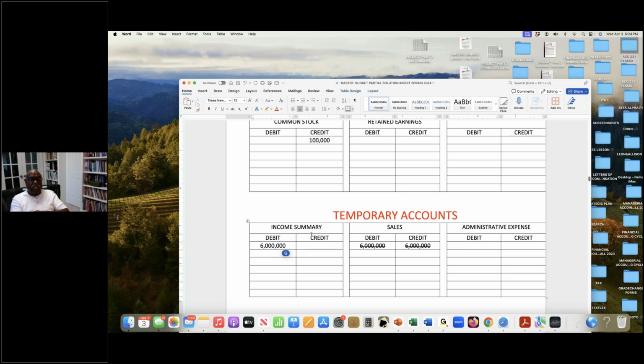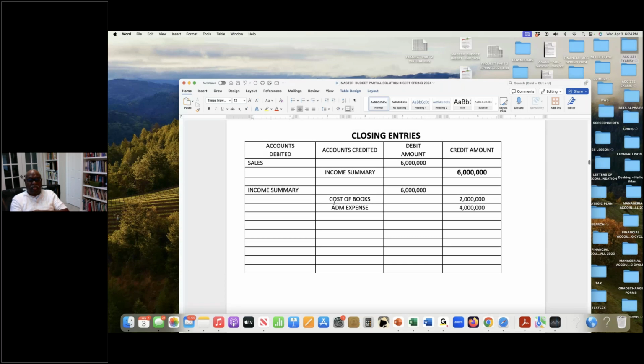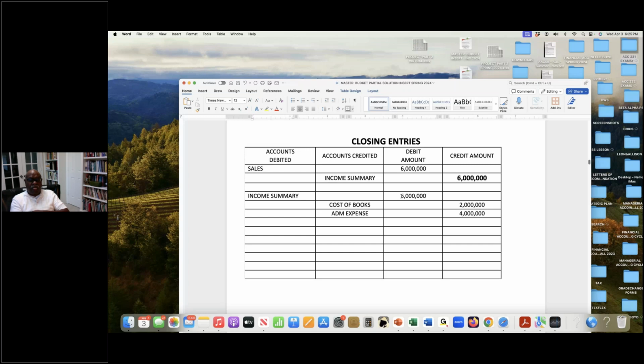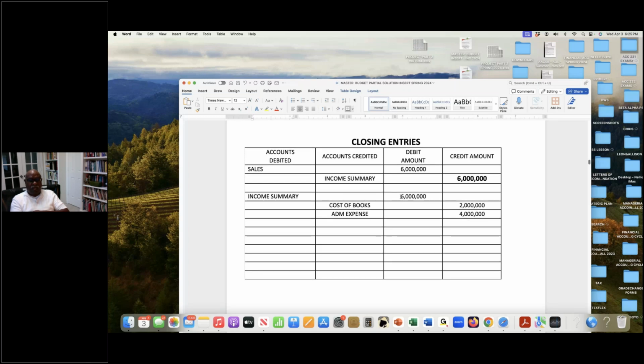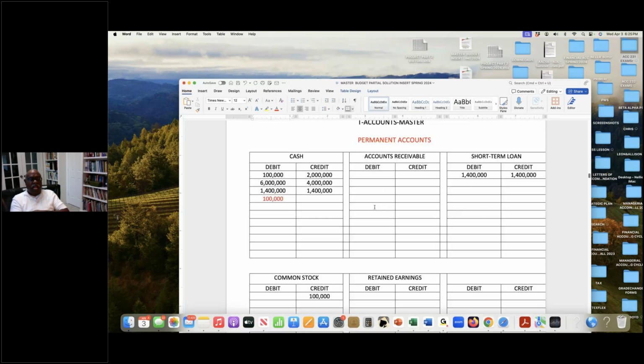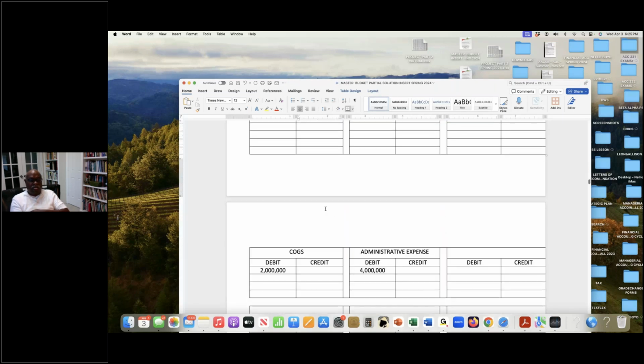Then our second closing entry, we close out the expenses. So we debit income summary and credit cost of goods sold and administrative expense. Now, I may have put that wrong. The initial one should have been a credit to income summary, because we debited sales and then credited the income summary. Then on these expenses, when we credit them, we debit income summary.